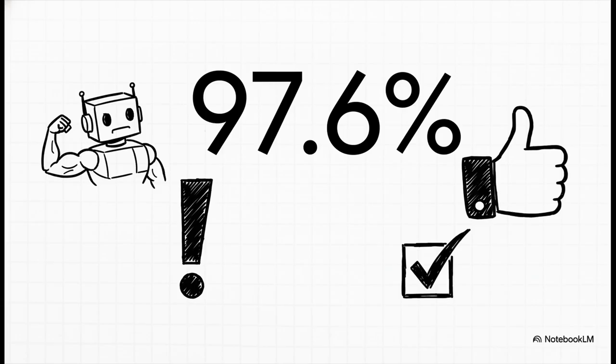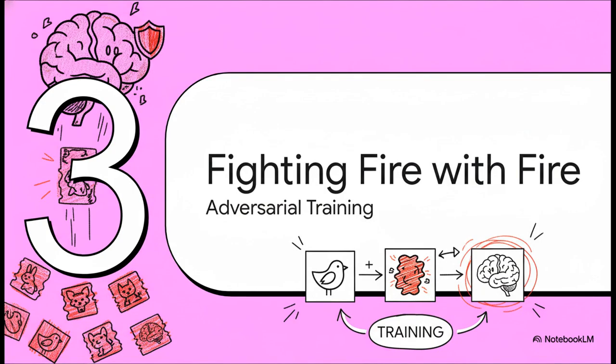And that's the real danger here. These attacks don't make the AI uncertain. They create a false, rock-solid certainty. Okay, so the models are fragile. They're brittle. Can we fix this?